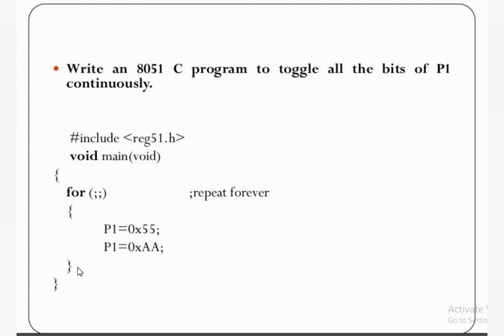This is the closing curly bracket of the for loop, and this is another closing curly bracket of the main function. Between these two values, 55 and AA, we can add a delay. For that we'll take another program on how to use the delay. In this way this program executes, and the LEDs will blink continuously and rapidly because of the for loop.